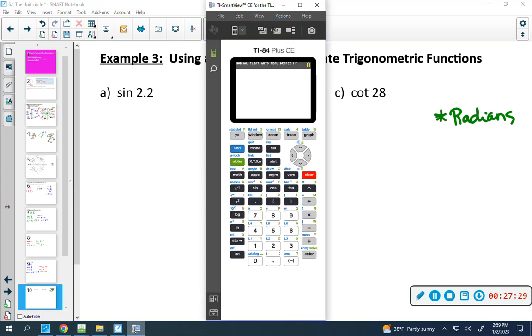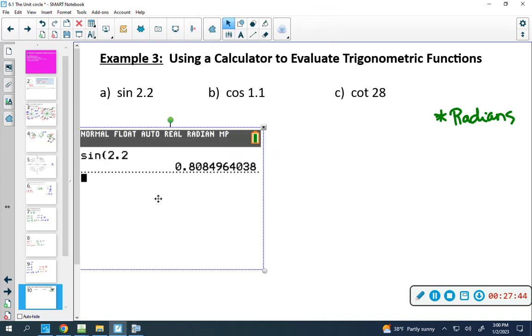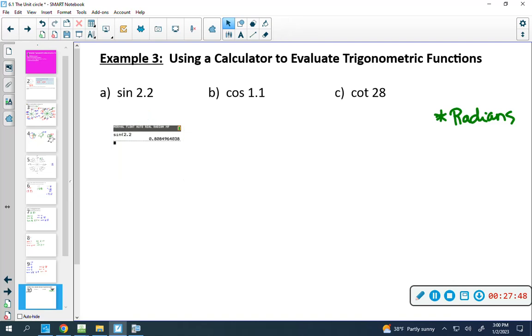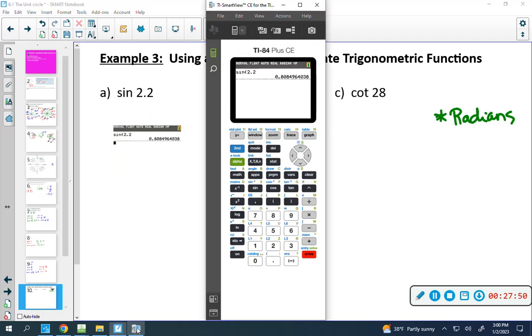All right, I am in degrees. Better check it. I'm going to put it in radians. Never know on this thing. Sine 2.2. Got it. Doesn't say what to round to, so surprise me. There's my answer for it. Cos of 1.1. Let's type that in. Bless you, I think that was a sneeze. Round to whatever you want.